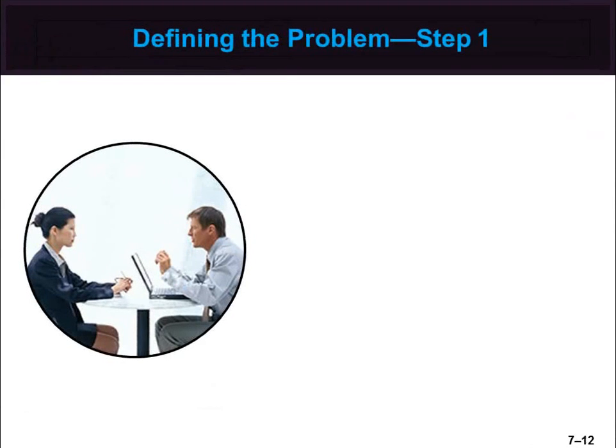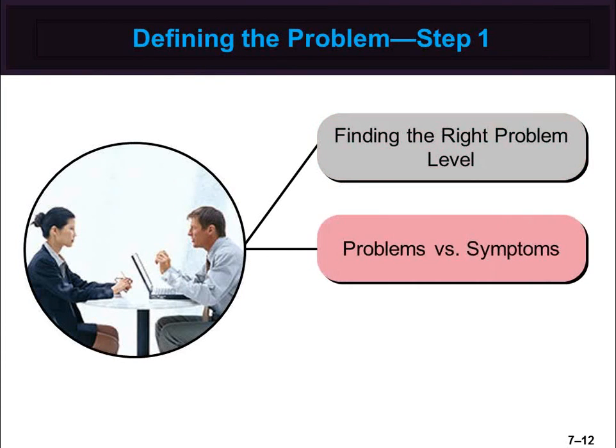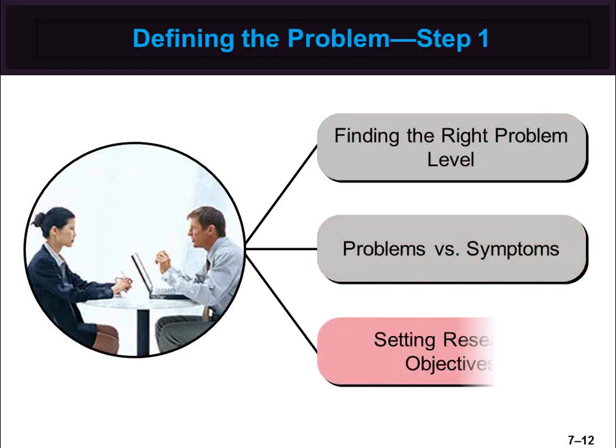This is the most important and most difficult step in the research process. Often, the researcher must help the manager to flesh out the real problem facing the organization and the types of information needed to solve the problem. Defining the problem is the challenge. Finding the right problem level almost solves the problem in many cases.